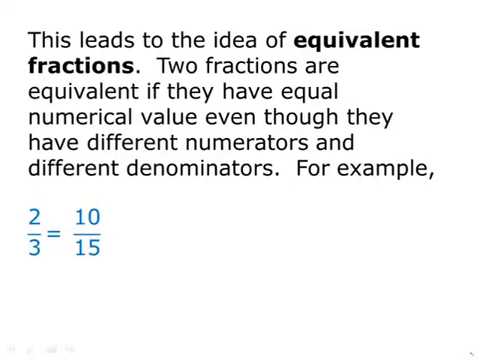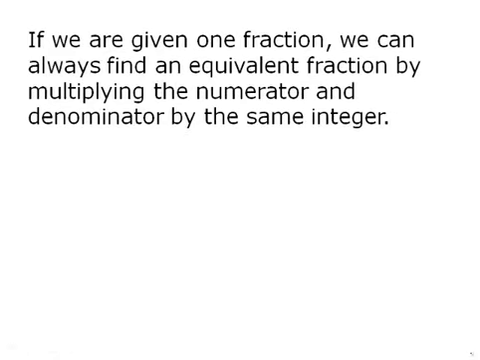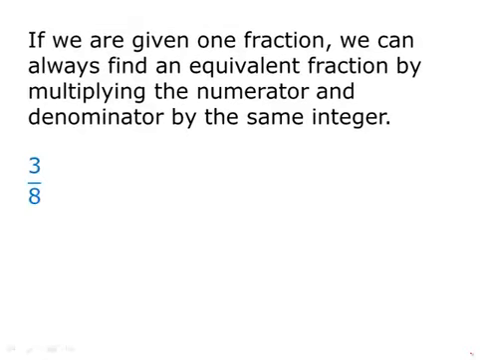In fact, one way to see what's going on here, we can write the 10 and the 15 as products. 2 times 5 over 3 times 5. In other words, the numerator and the denominator of the original fraction both got multiplied by the same factor. And in fact, we can expand that idea. If we are given one fraction, we can always find an equivalent fraction by multiplying the numerator and the denominator by the same factor. So for example, we start out with 3/8.